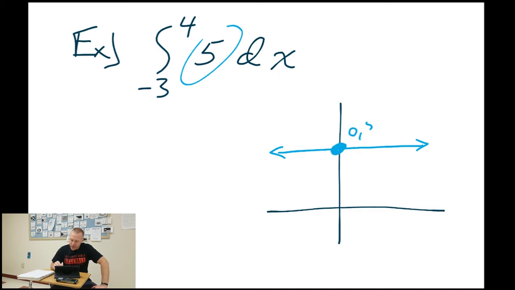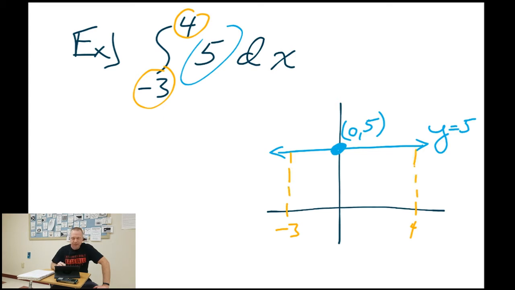And of course, if we graph y equals 5, we have some special points along the way, maybe the y-intercept, or maybe we just note that the y value is 5. But once you get the limits of integration involved, you start to see the boundaries. You start to see the area that's between the graph and the x-axis. And so ultimately, this integral that we started with is really asking for the area of this rectangle.